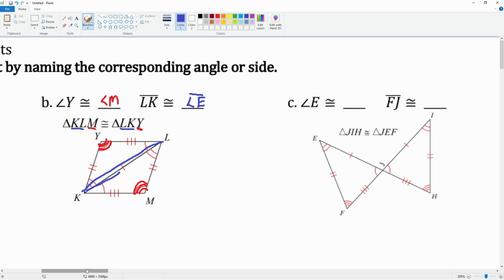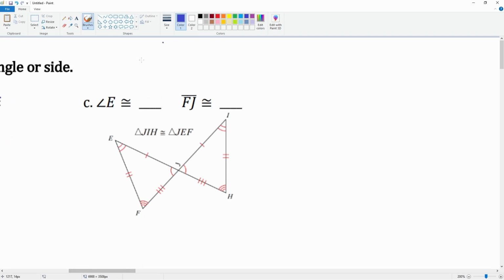Now let's look at C. Angle E is congruent to what? Well, angle E here is in the second spot. So it's going to be congruent to the second spot here. It's corresponding to that. So angle I. Don't believe me? Let's take a look. Do you see how here it has 2 marks? So it's also going to be congruent to these 2 marks. So angle E with 2 marks is congruent to the angle I here that has 2 curves.